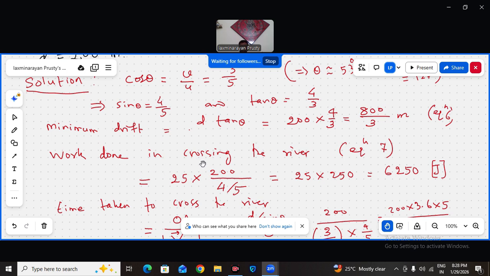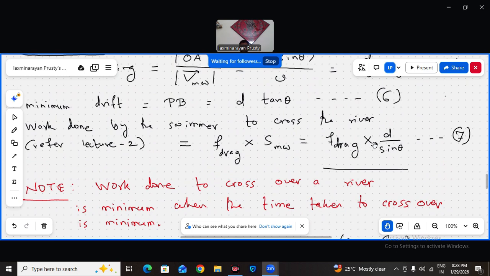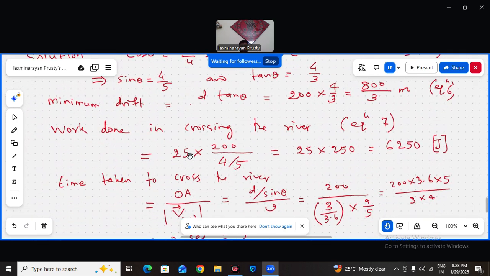So work done in crossing the river. How much will it be, brother? I told you F drag into SMW, that is D by sin theta. So 25 into 200 by sin theta, where sin theta is 4 by 5. The cos theta is 3 by 5.